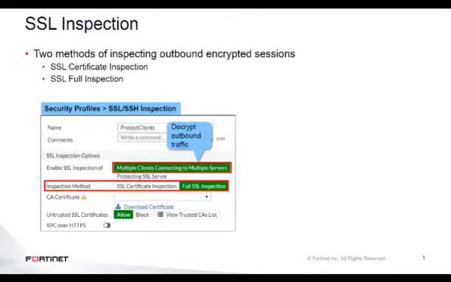With encrypted traffic making up between 60 to 80% of most organizations' traffic, it has become critical that encrypted traffic is inspected in order to maintain a secure network. In the context of web filtering, FortiGate has two methods of inspecting outbound encrypted sessions: SSL certificate inspection and full SSL inspection. You can configure an SSL SSH inspection profile to use either method of inspection.